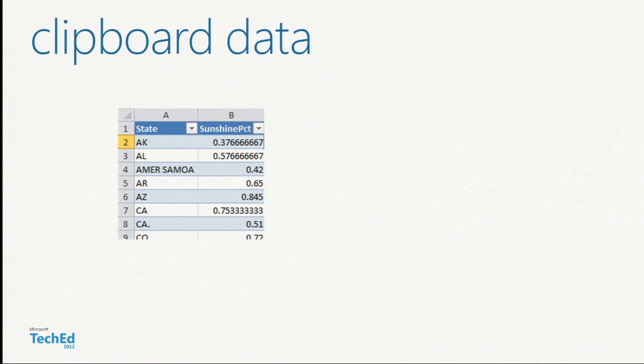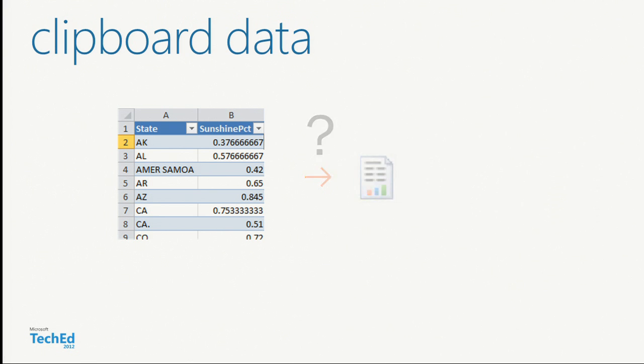Okay, so clipboard data. Suppose you've been working hard on this lettuce research project and you find some great data out on the web about average sunshine percentages by state, and you managed to get it into Excel and mess with it, and you got it in an Excel table now. How do you get it into your report?